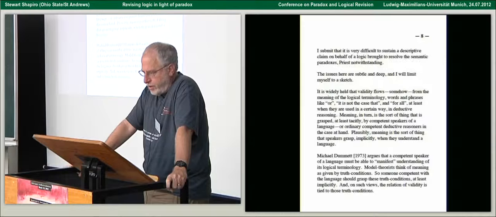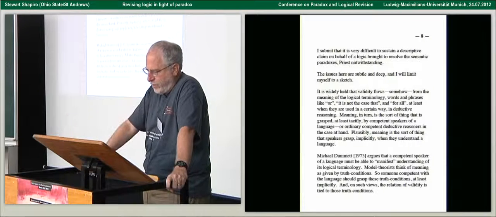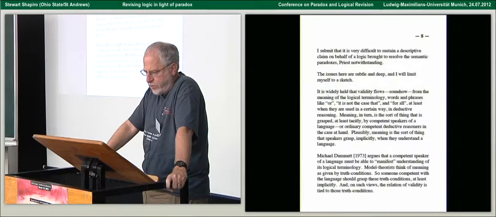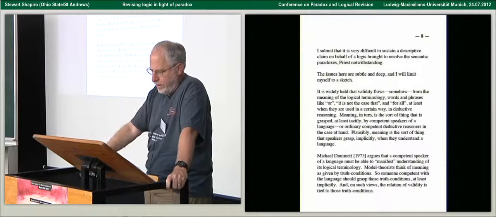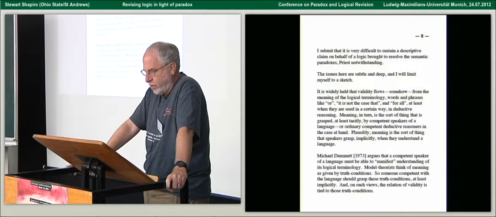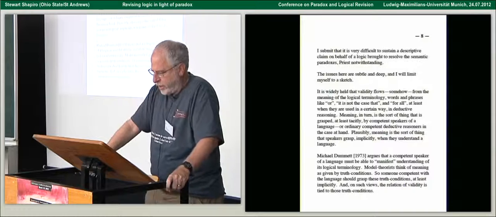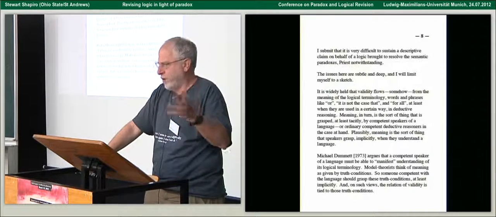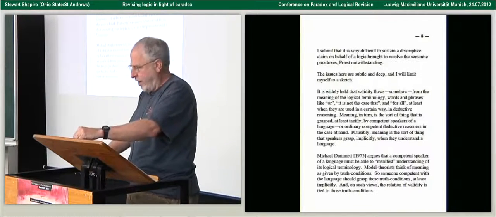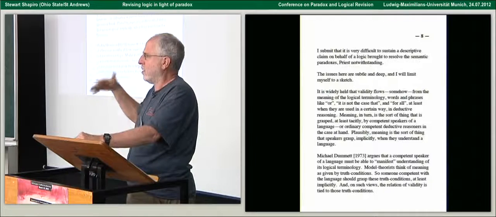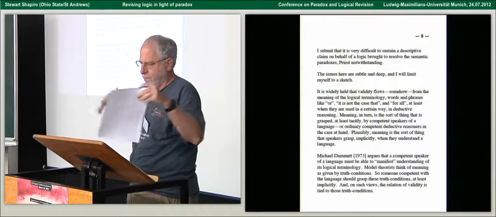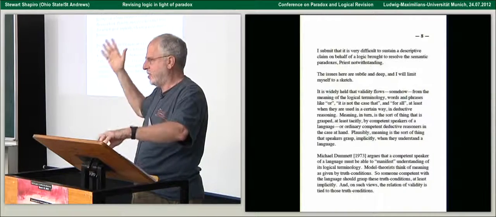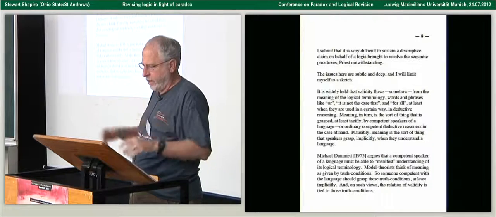Now, model theorists think of meaning as given by truth conditions. So on the picture that I'm trying to sketch here, someone competent with the language should grasp the truth conditions, at least implicitly. Obviously, they're not in a position to state them, but the situation isn't a whole lot different than any other semantic enterprise. And on such views, the relation of validity is tied to those truth conditions. And of course, proof theorists argue that the meaning is given by inference rules, and competent speakers must somehow implicitly or tacitly grasp those, in the same sense that competent speakers could grasp meaning at all.